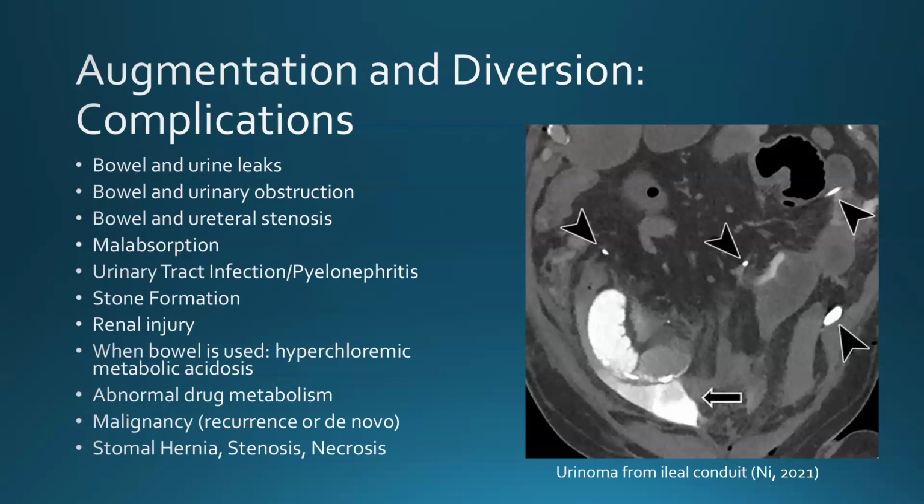You can also have recurrence of malignancy. This can be de novo, or a recurrence of the patient's cancer, essentially in that involved neobladder segment. And then you can also have stomal hernia, stenosis, and/or necrosis of the patient's stoma. So all things to keep in mind. And here is a patient who unfortunately developed a leak and had a urinoma from the ileal conduit.